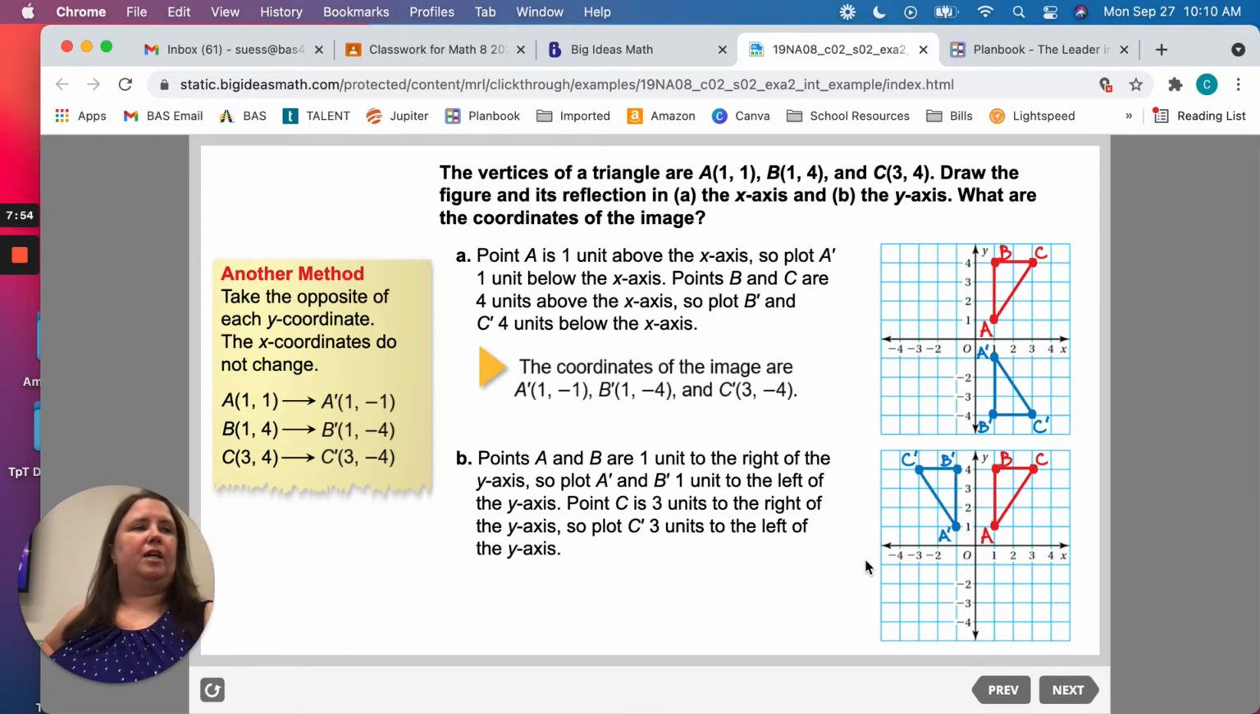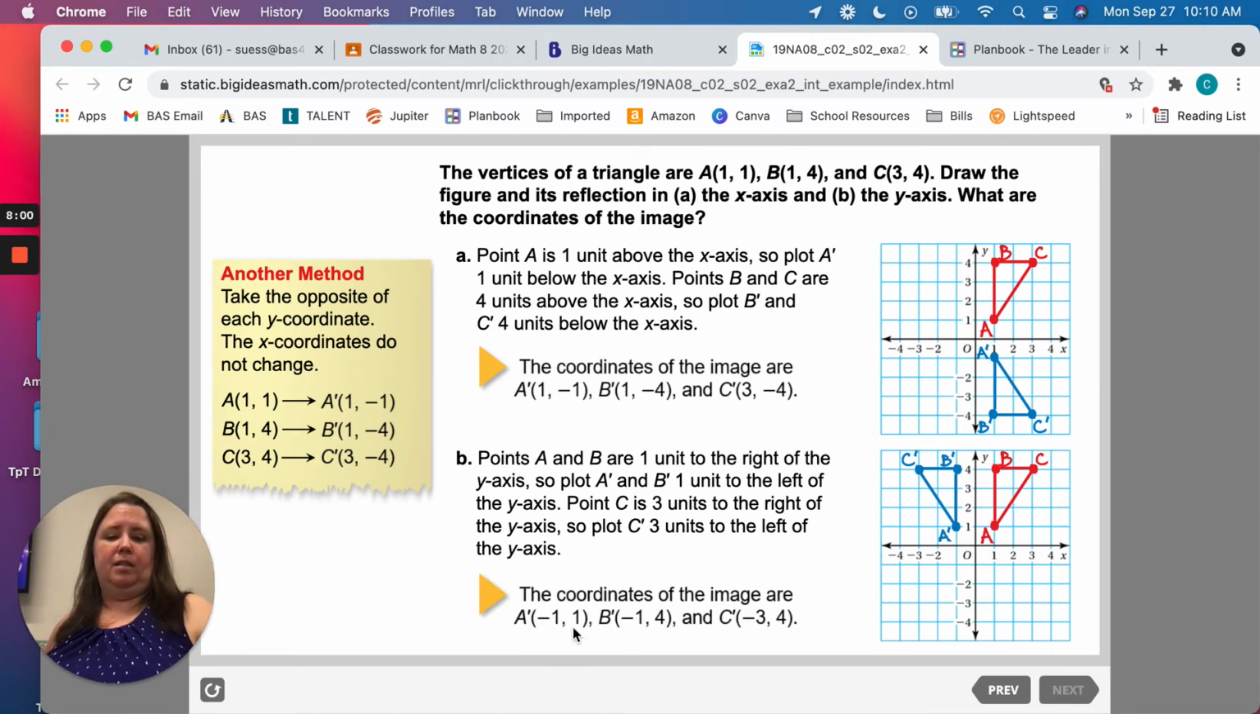Is that a reflection across the y-axis now? Yes. Absolutely. And if I were to list the points, the new A is -1, 1. The new B is -1, 4. And the new C is -3, 4. Any questions on this? Okay, make sure you have that in your journal and go ahead and do the next section.